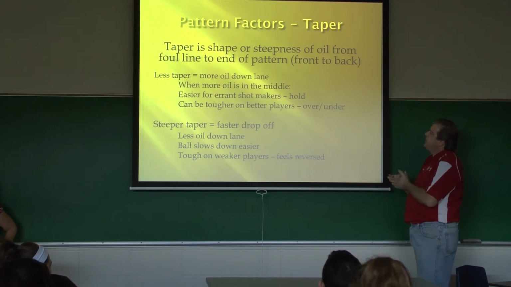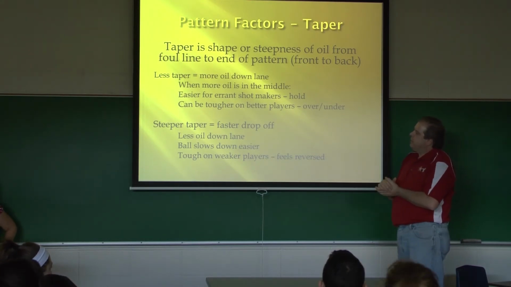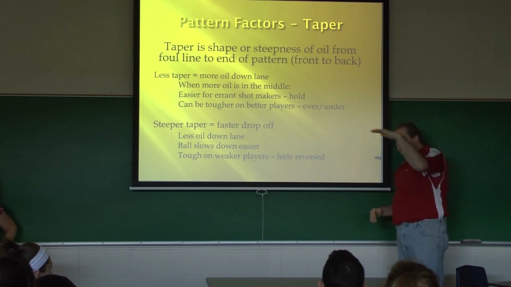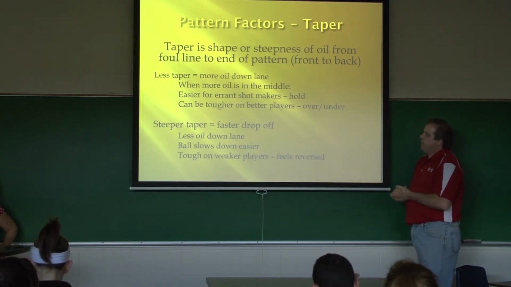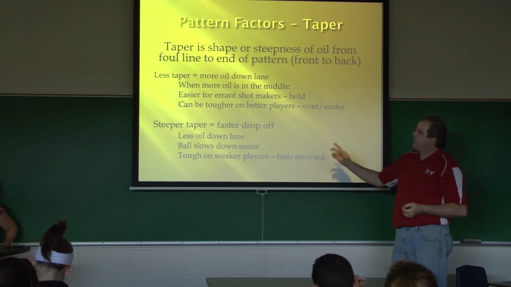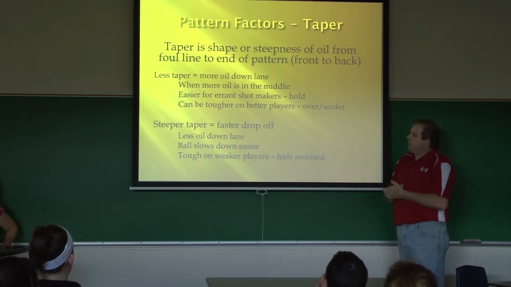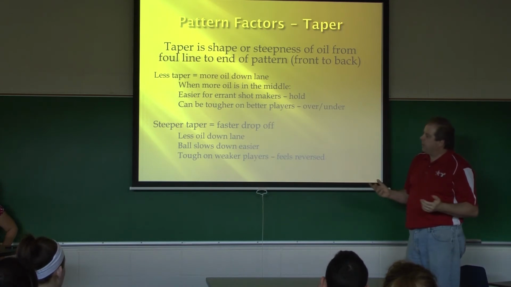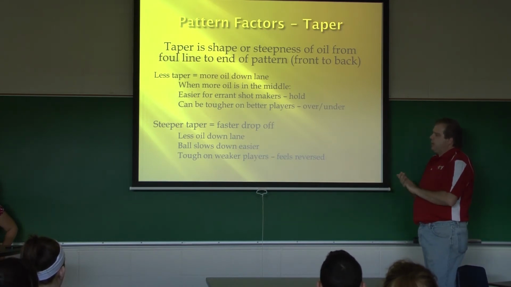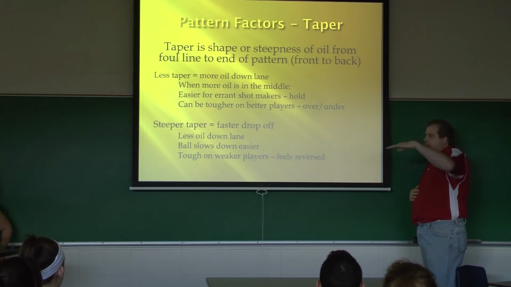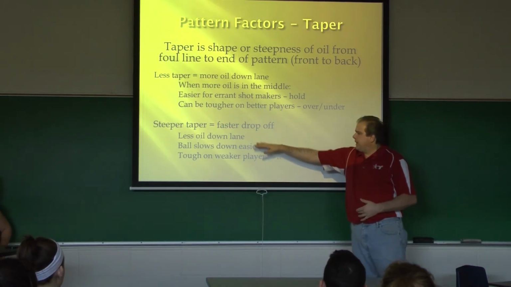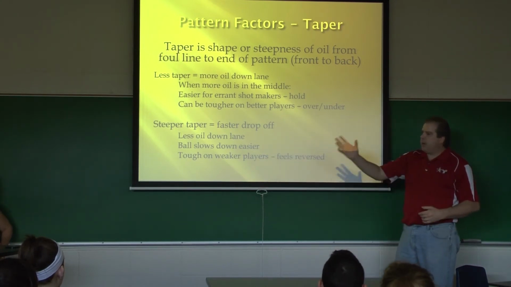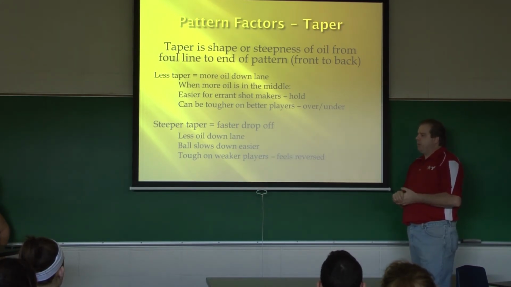Taper or shape is the steepness of oil from front to back. Less taper means there's more oil down the lane, and if that oil's in the middle, like on a house shot, it's great for the air and shot makers. They have hold area, they have swing area, but as we said a little bit ago, it can be tougher on the better players because you have over-under. And the minute you start to put more taper into the pattern, and you drop off that oil on the back end, you have less oil down lane. Now the ball can slow down in a more normal fashion, and now the better bowler feels like this is what I want to bowl on.